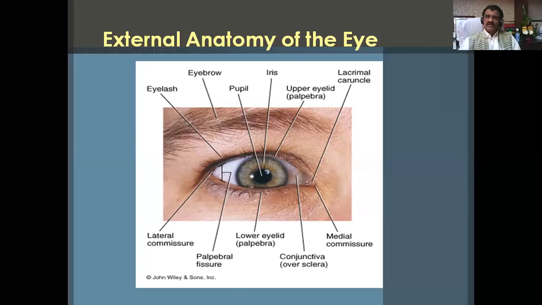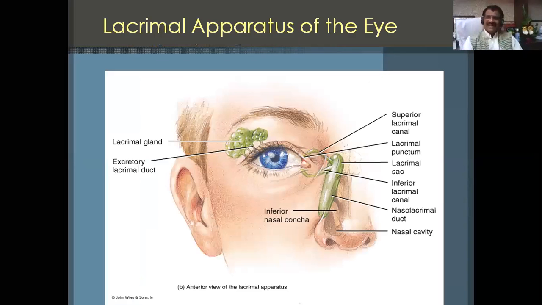Now directly we'll go to the lacrimal apparatus of the eye, which is a very important part of anatomy of the eye as far as your examination is concerned. A lot of the time, a question is posed on the lacrimal apparatus of the eye. And this image is very important; try drawing this image again and again in order to learn it by heart.